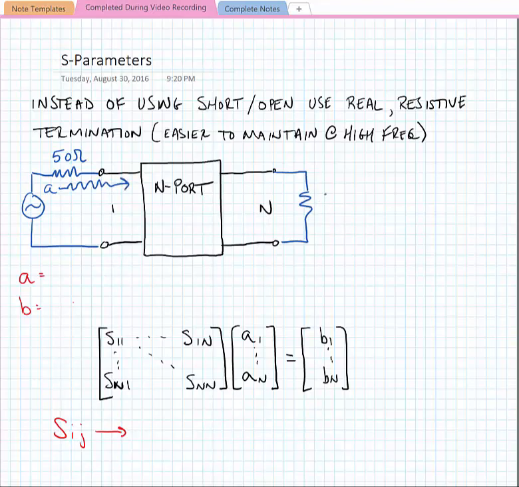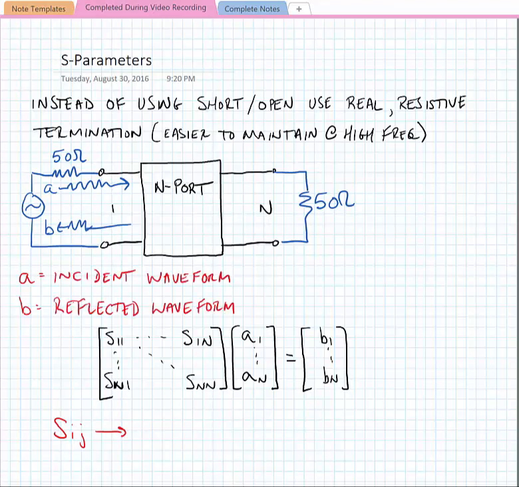I terminate all ports in the network that I'm not driving with a 50 ohm load. And then I measure the reflection B coming out of the network at whatever port. So I send a signal in and measure what's reflected out of the port. I call the input waveform the incident waveform and the output waveform the reflected waveform, and in general my S parameters, S is equal to B over A. So I'm just measuring the ratio of what comes out over what goes in.